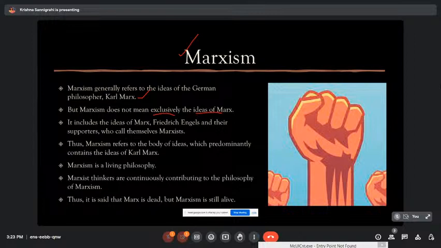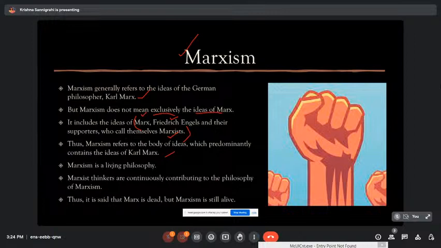So it includes the ideas of Marx, Friedrich Engels, and their supporters who call themselves Marxists. So who are the Marxists? The supporters. Thus, Marxism refers to the body of ideas which predominantly contains the ideas of Karl Marx. Predominantly in the sense that the most important contribution is of Marx. However, the later theorists have added to it. Right.